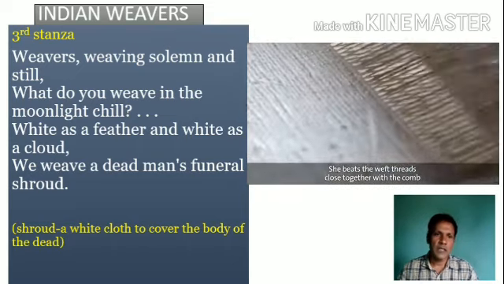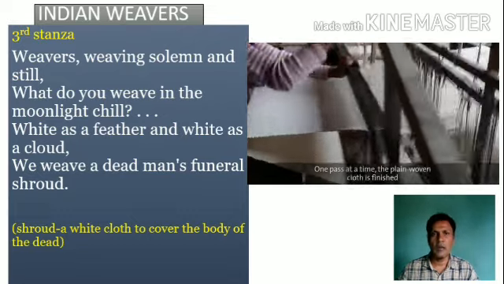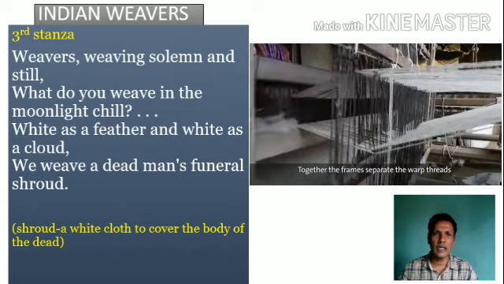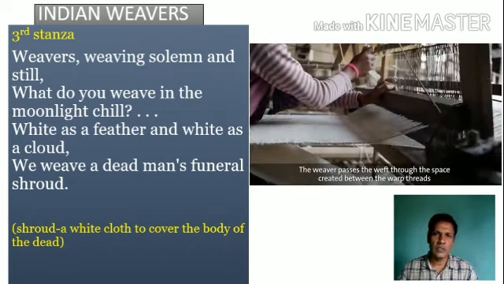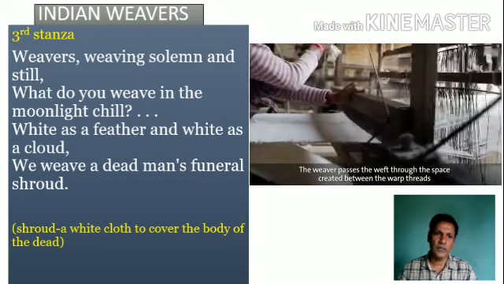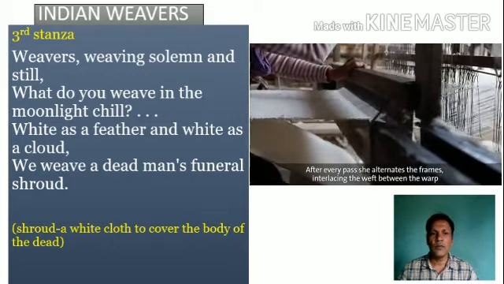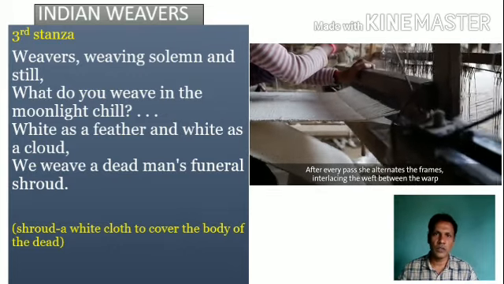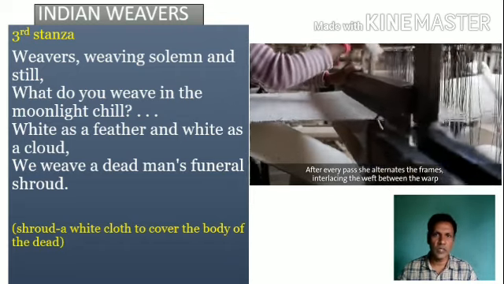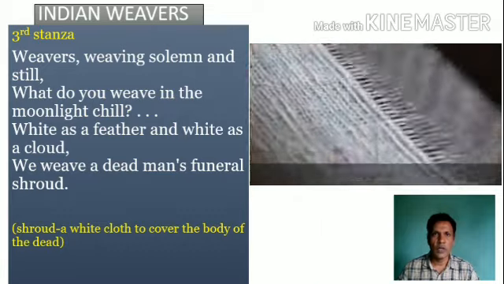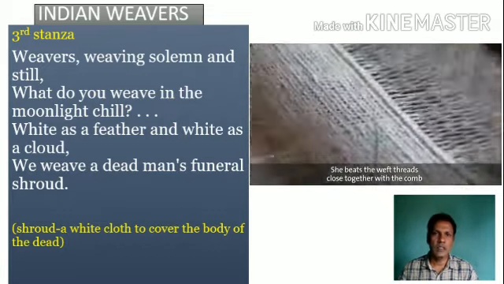And when she asks, what do you weave in the moonlight chill? Chill means calm night, late night, dark night. The word dark itself suggests the sad mood. The word dark has a negative meaning. At that time, the weavers answer that we are weaving a white shroud, a shroud for funeral. Shroud means a white cloth in which the dead body is wrapped. A white cloth which is used to cover the body of the dead is called a shroud.